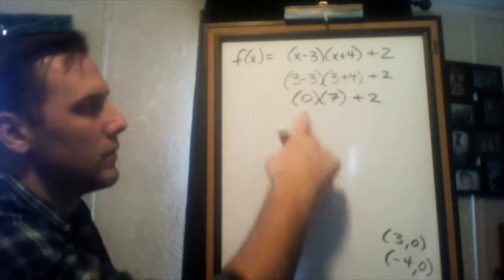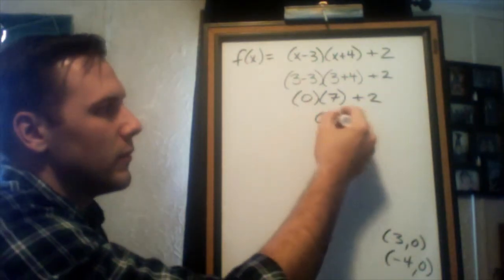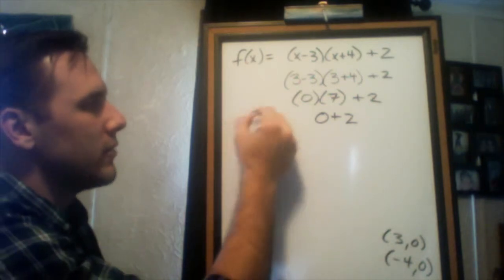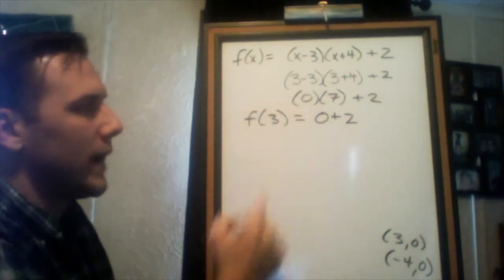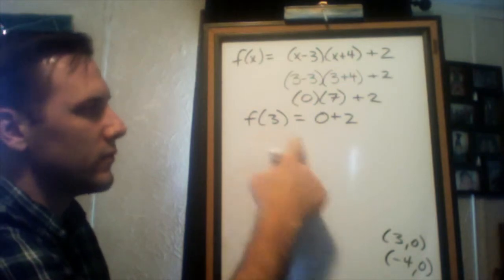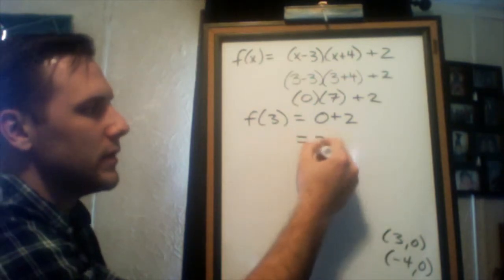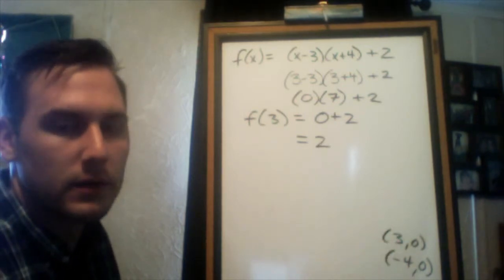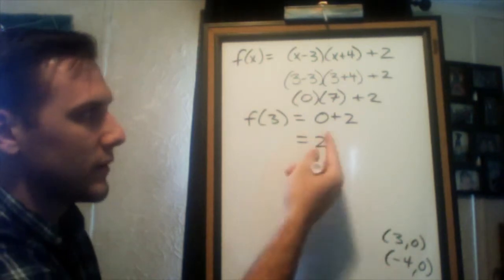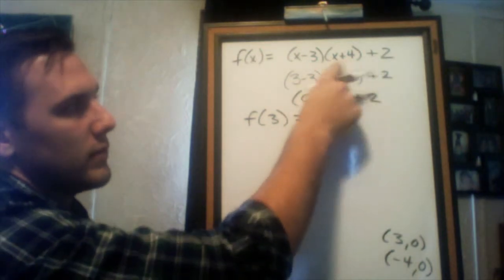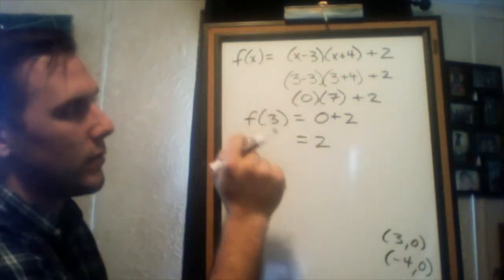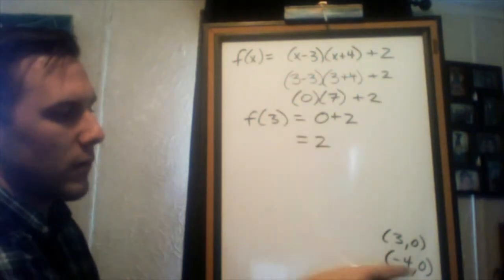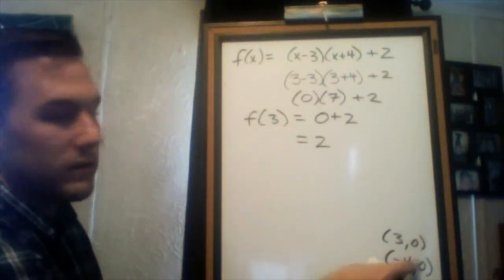So now, when I do 0 times 7, I still get 0, but I'm going back and adding 2 to that value. So by plugging in 3, my output, when I use an input of 3 or an x value of 3, is actually going to end up being 2 now. That means no longer will 3 be an x-intercept. Same thing for negative 4. If I plug that in, this is going to become 0, and 0 times whatever negative 4 minus 3 is here, it's still going to be 0, but we're adding 2. So in both cases, now we're going to get a y value of 2 instead of 0.